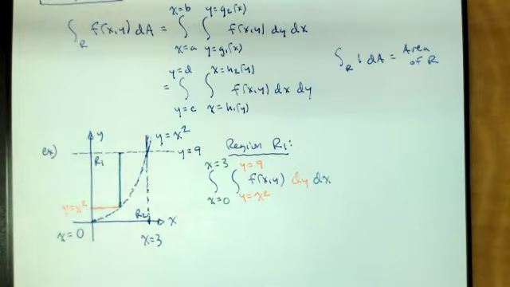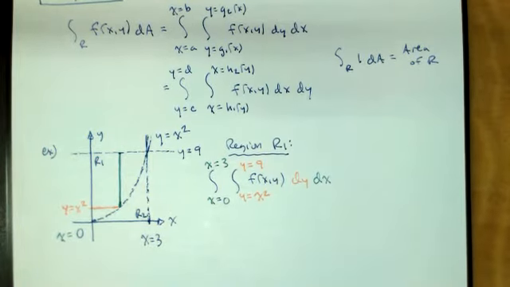So we pick a typical x. Once we establish that x's are going to go from 0 to 3, pick a typical x and see what y is between. Any questions?